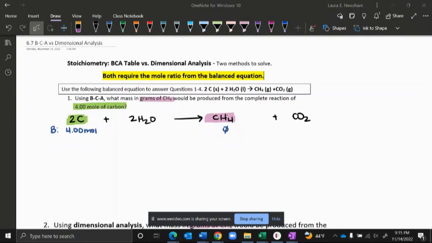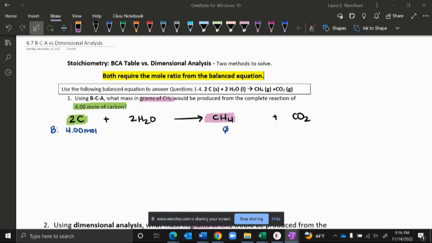Today's video is about stoichiometry, and more specifically about stoichiometry done the BCA way versus dimensional analysis. In this first example, we are looking for grams of methane, or carbon tetrahydride, and we have 4 moles of carbon. With the BCA method, we start with our before. We have 4 moles of carbon, and we are looking for methane.